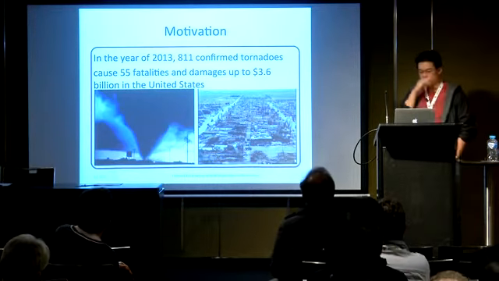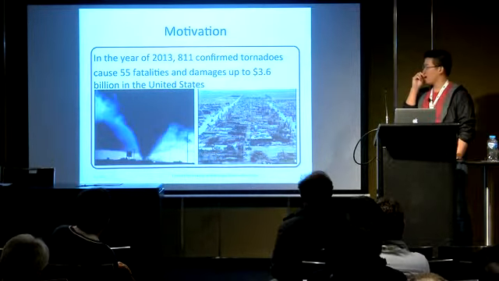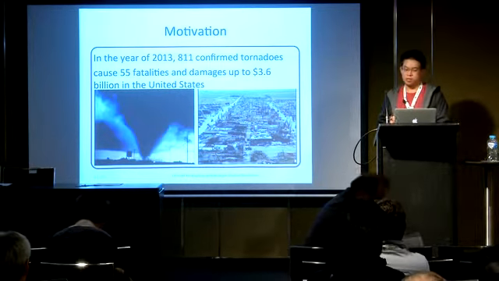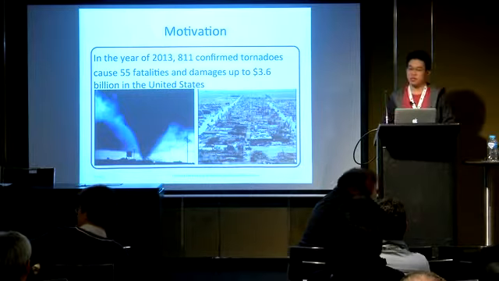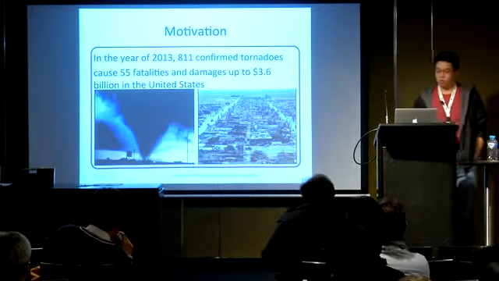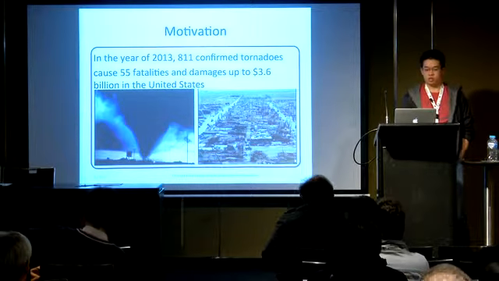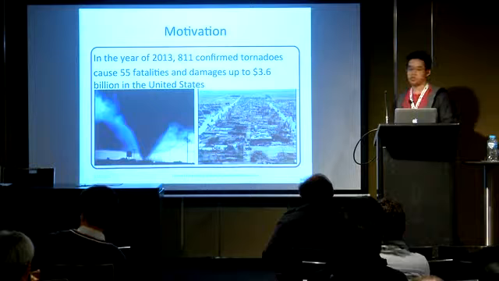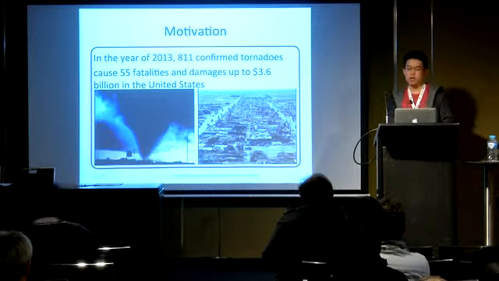So the problem we're trying to solve is that tornadoes are very severe events and they cause a lot of damage, up to $3.6 billion in the US per year. In order to address this problem, I think it'd be useful to be able to detect tornadoes early.